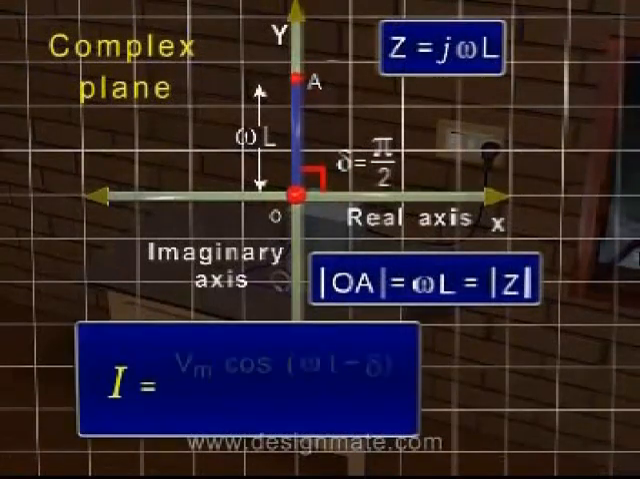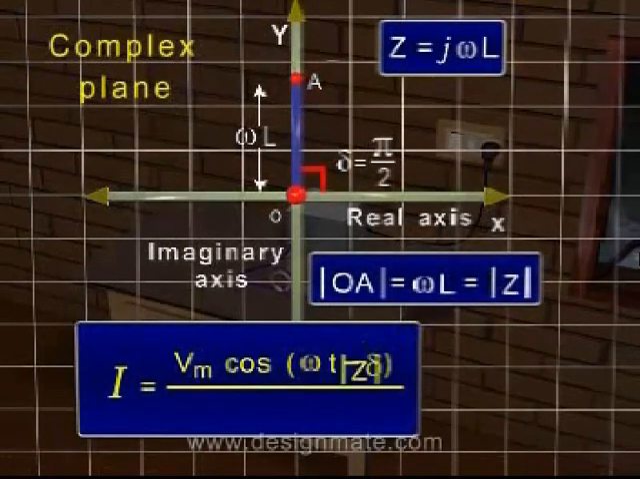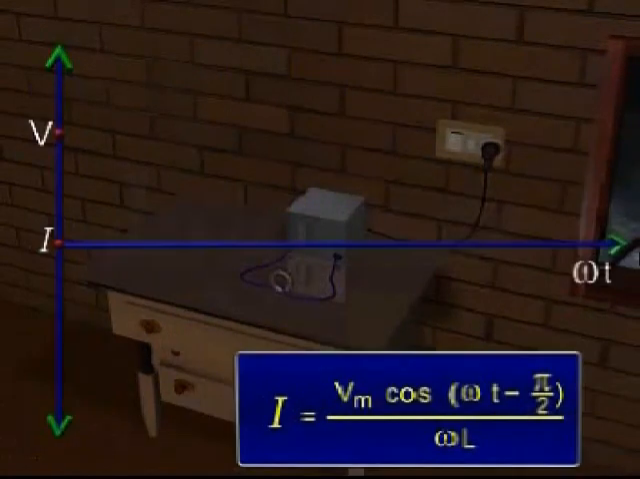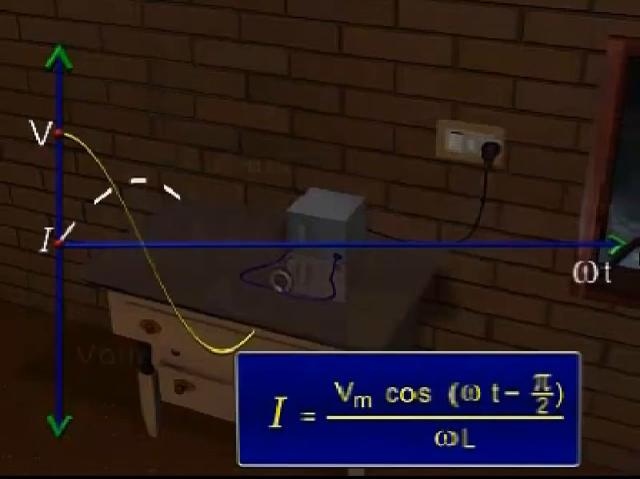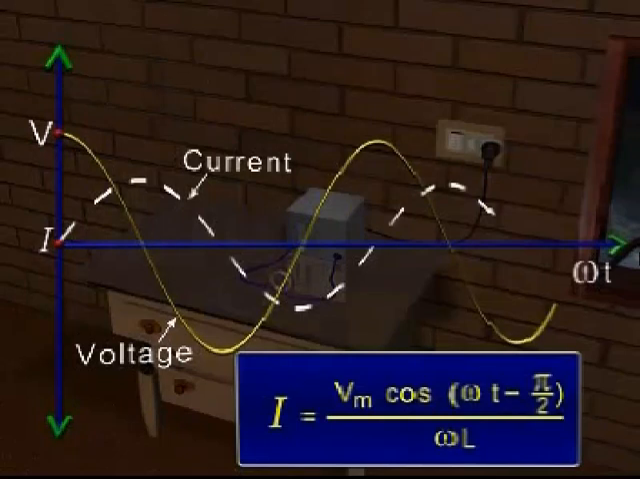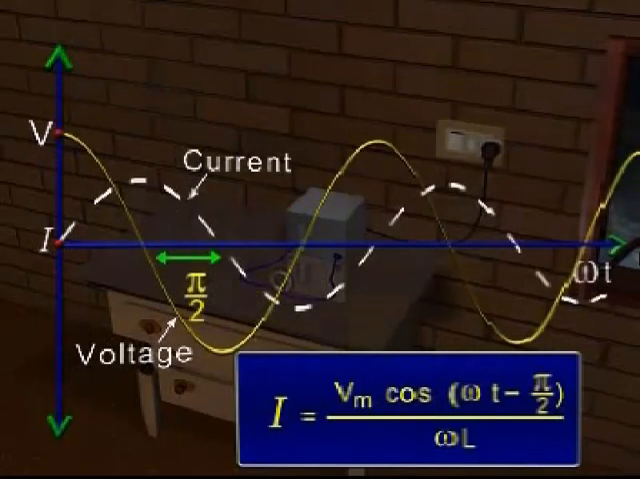So the equation can be written as I is equal to Vm cos(omega t minus delta) upon modulus Z. I is equal to Vm cos(omega t minus pi upon 2) upon omega L. We note here that in a circuit having only an inductor, the current lags behind the voltage by a phase equal to pi upon 2.